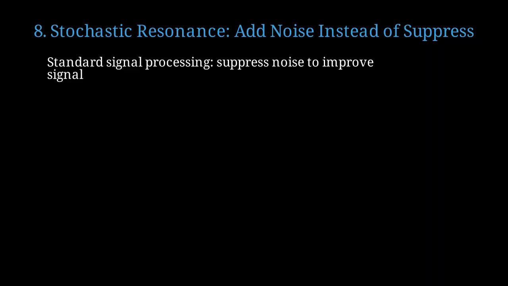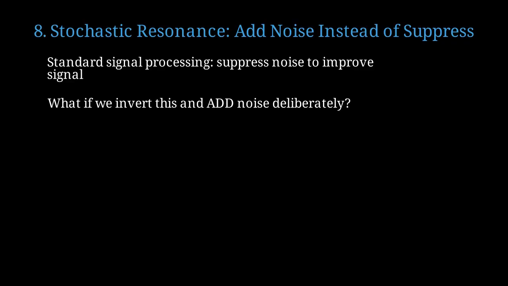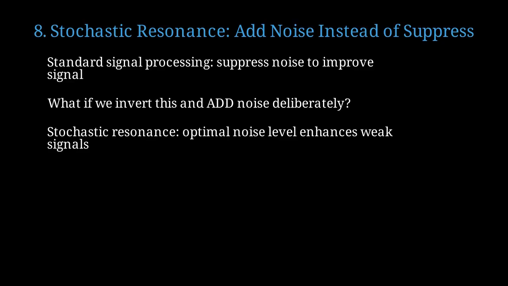One of the most counterintuitive inversions is stochastic resonance, where adding noise actually improves signal detection. Standard signal processing wisdom says to suppress noise as much as possible to improve the signal-to-noise ratio. But what if we invert this principle completely and add noise deliberately to the system? In stochastic resonance, an optimal amount of noise actually enhances the detection of weak signals that would otherwise be invisible.